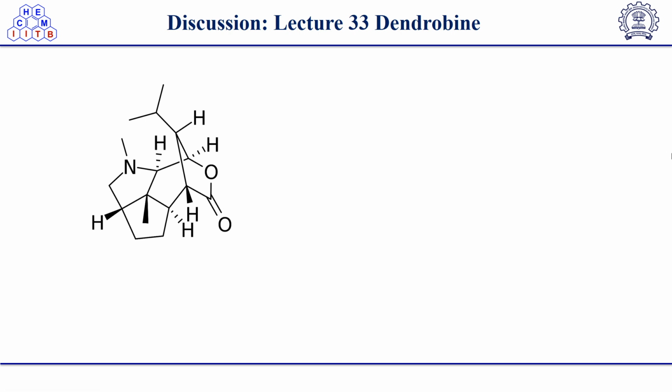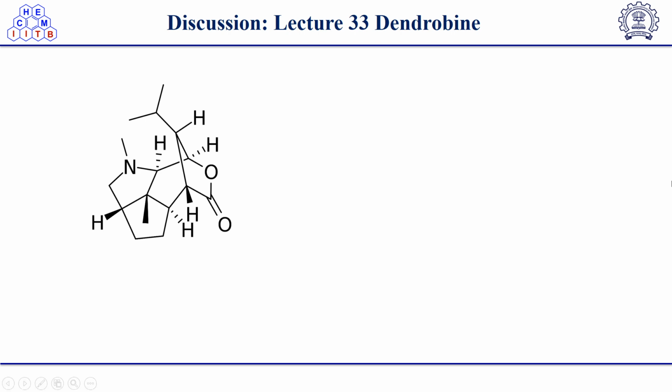Then moving to lecture 33, dendrobine. So here we saw the application of silver ion mediated cyclocondensation in the total synthesis of dendrobine by Livinghouse, then radical cyclization in total synthesis by Shah, and Poisson-Kant reaction in the total synthesis by Zard. So three total syntheses, one by Livinghouse, one by Shah, and one by Zard. Three total syntheses have been discussed for the natural product dendrobine.